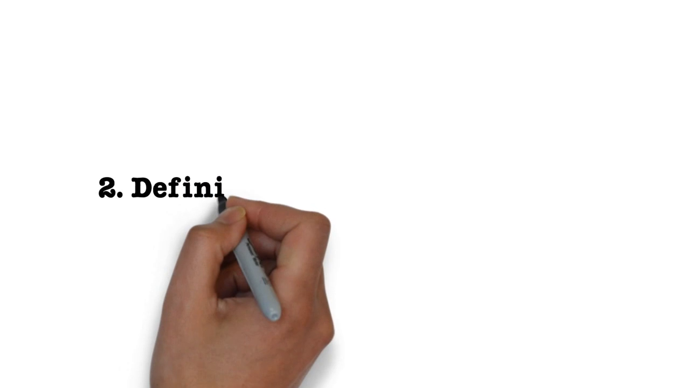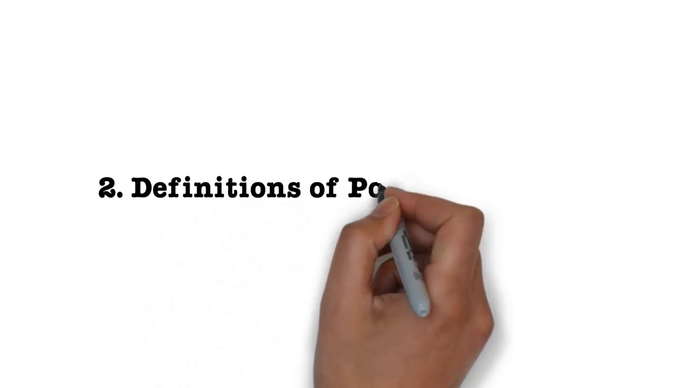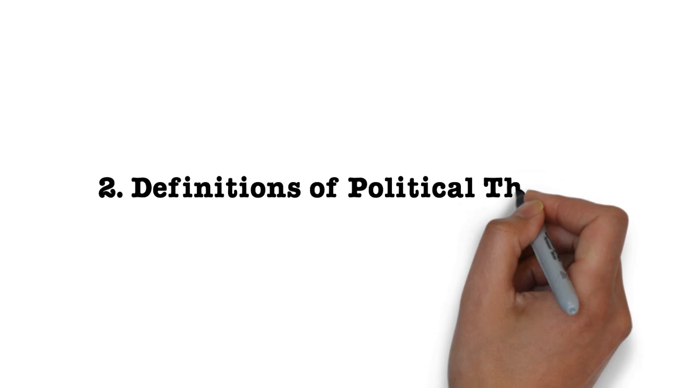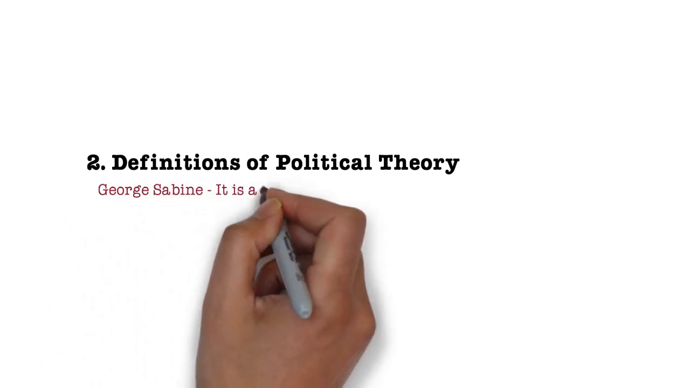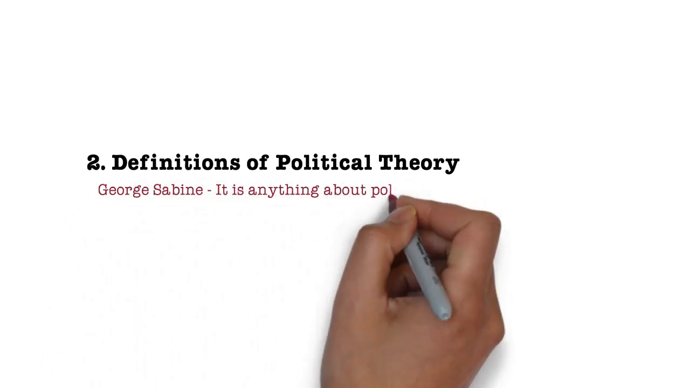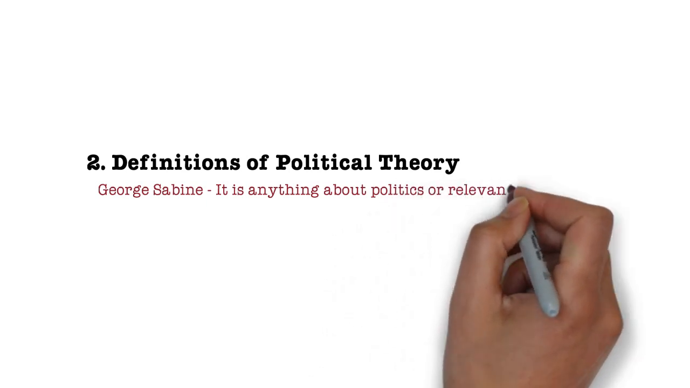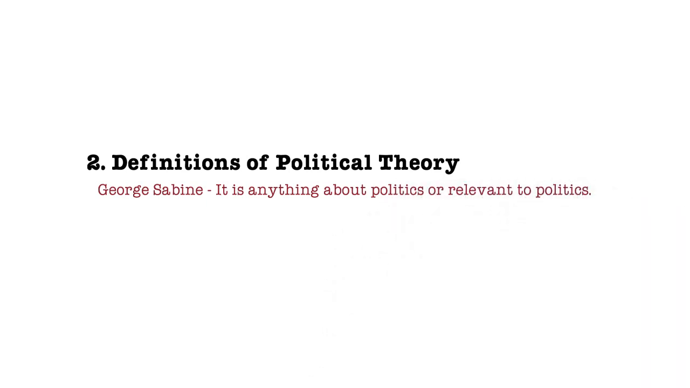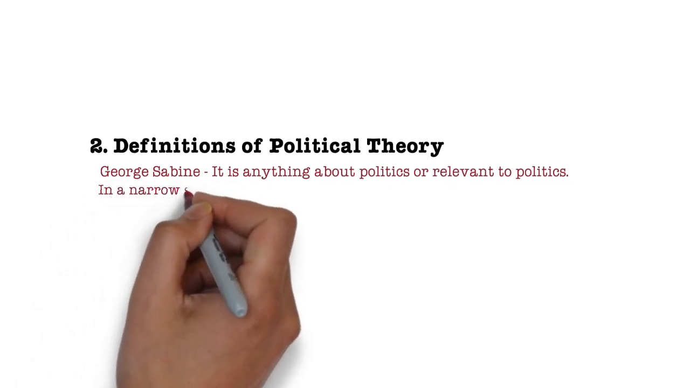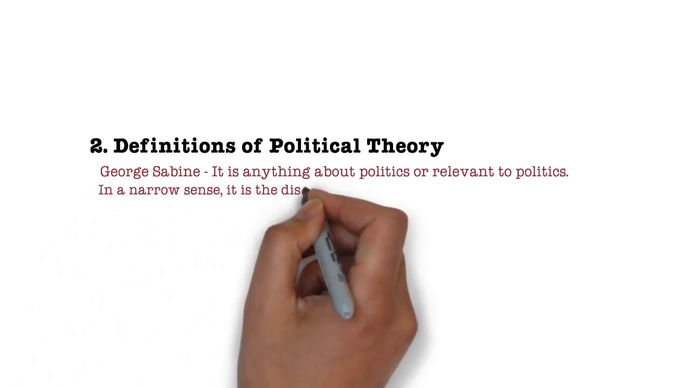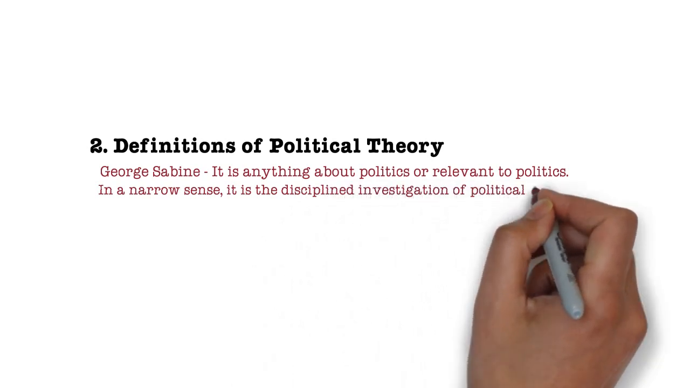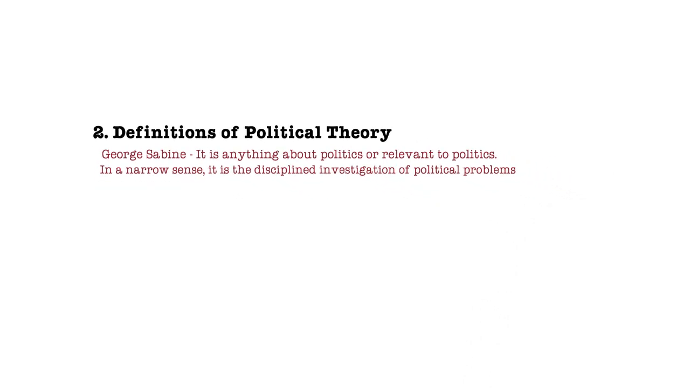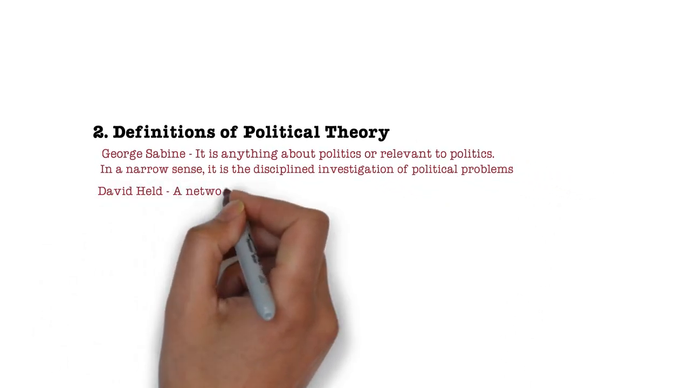Moving on to our second section, definition of political theory. Having classified the meaning of two words, political and theory, we now try to understand the term political theory through some definitions. George Sabine explains in his celebrated work that political theory is anything about politics or relevant to politics. In a narrow sense, he also calls it the disciplined investigation of political problems.